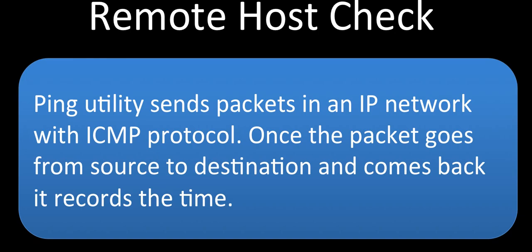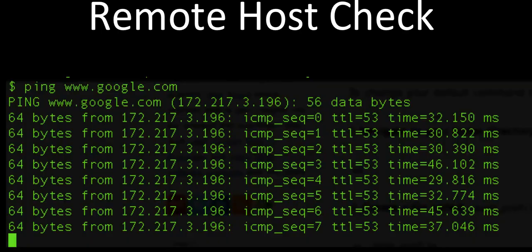Once the packet goes from source to destination and comes back, ping will record the time in which the packet came back. We can also specify the number of packets that we want to send, so that we can collect statistics over time to confirm whether the remote host is always up or not. Like if you are sending 10 times in a minute and only 9 times you get a reply, you can say that yeah, the remote host was not active 10% of the time. So that way we can run the ping command for this purpose.